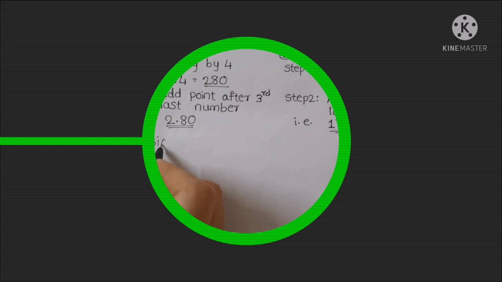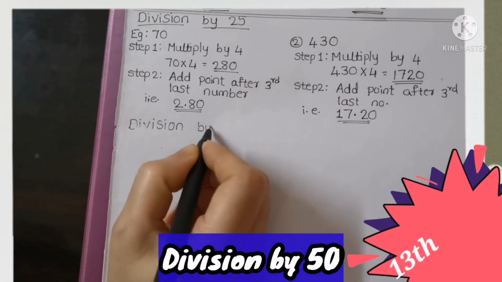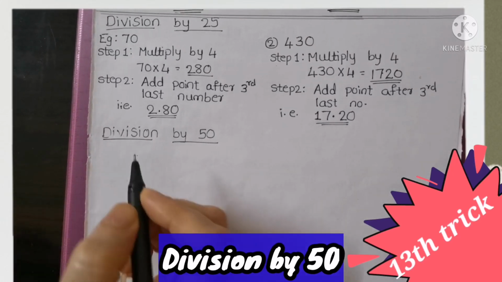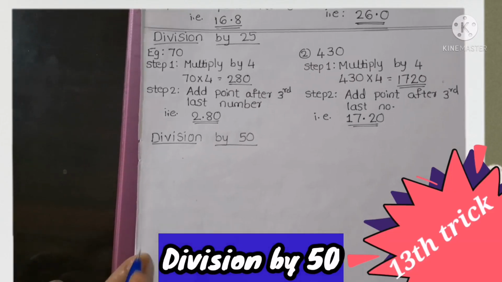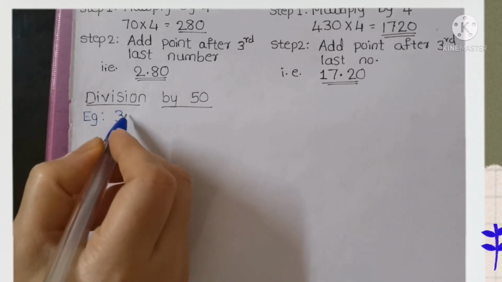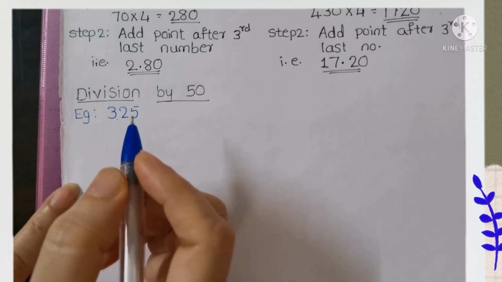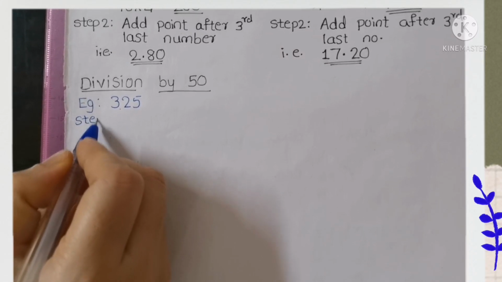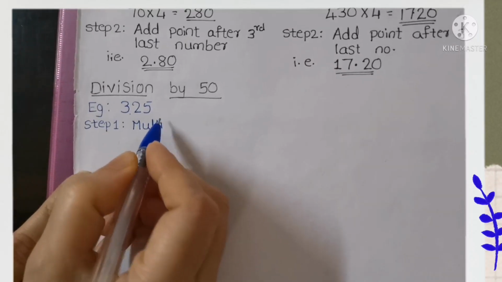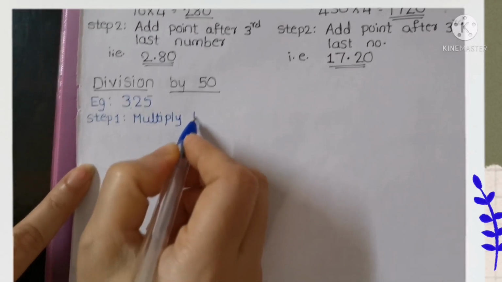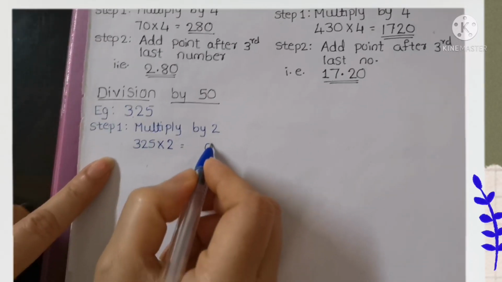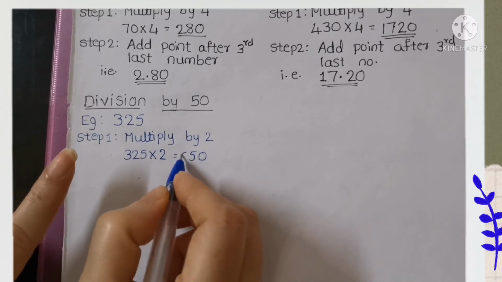Let's move on to our next step. In our next step, we will see division by 50. So let's take an example of 325. So our first step is we have to multiply the number with 2. So we have to multiply 325 with 2. Multiplying 325 with 2, we get the answer as 650.